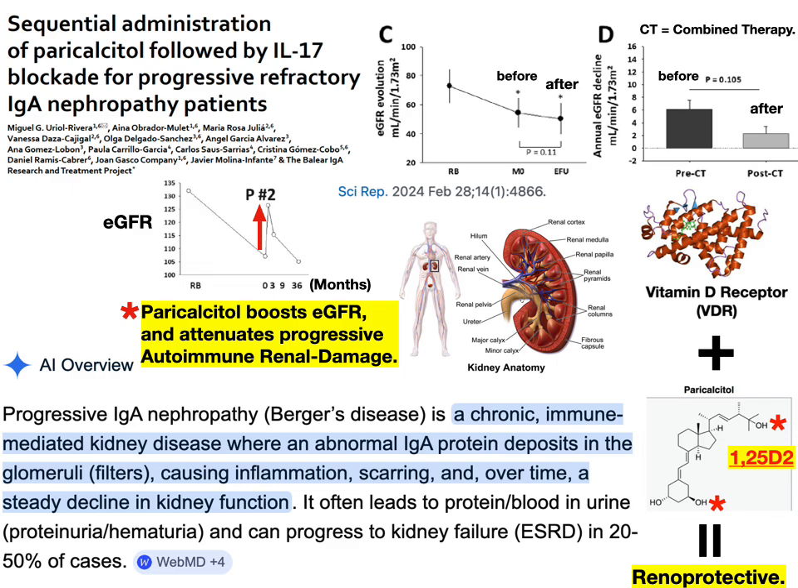Here is an AI overview of progressive IgA nephropathy. Progressive IgA nephropathy, also known as Berger's disease, is a chronic immune-mediated kidney disease where abnormal IgA protein deposits in glomeruli. Glomeruli is the plural for glomerulus. In each nephron of the kidney, the first part of the nephron, the filtration apparatus, is known as a glomerulus. There are about 1 million nephrons in a human kidney. That's in a healthy young kidney.